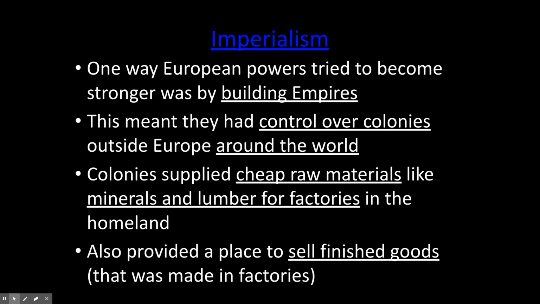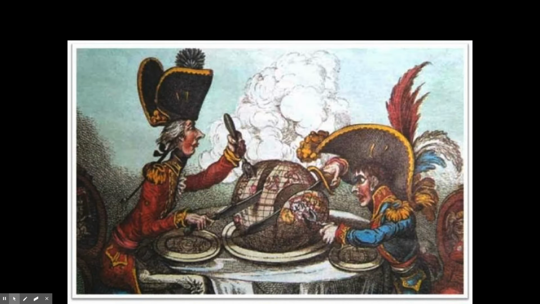You're going to grow and expand and take over smaller, weaker places. Like in this picture, we've got a caricature of Napoleon and a caricature of a British officer, and they're carving up the world with two-pronged forks and gigantic knives, wearing makeup.